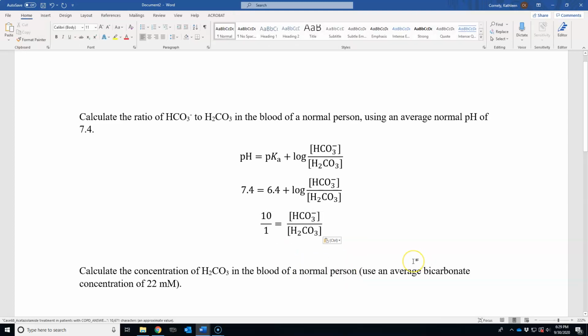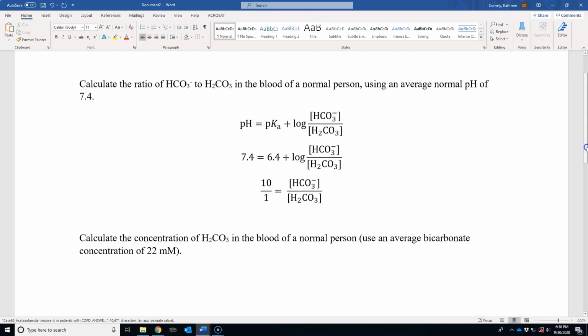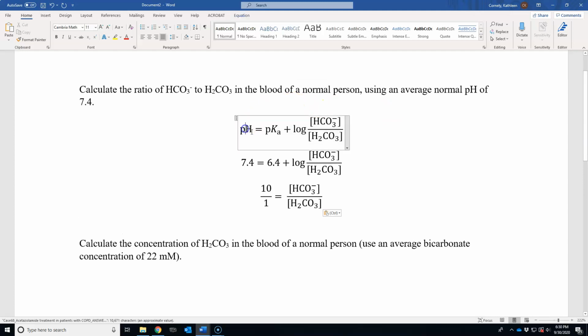And there I have it. So I have solved for my ratio of bicarbonate to carbonic acid. All right, let's use that to calculate the concentration of carbonic acid in the blood of a normal person. So we'll use an average bicarbonate concentration of 22 millimolar. So again, I want to use the Henderson-Hasselbalch equation.